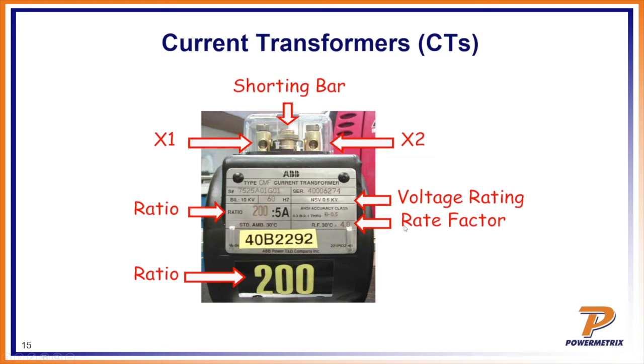Rate factor or rating factor, I'll talk about that in detail later on. This is the 4 rating factor. It comes down to 1, 2, 3, or 4. Those are the 4 different rating factors you have. And then lastly, they always stamp the ratio of the CT here, so it makes it more obvious.